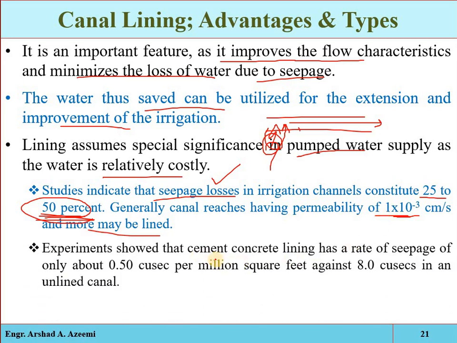Experiments also show that cement concrete lining has a seepage rate of 0.5 cubic feet per second per 1 million square feet of wetted area. If you have 1 million square feet wetted area, then in 1 second 0.5 cubic feet of water will be lost. So this is a huge loss. If we line a canal, this water will be conserved and can be utilized for irrigating more area, so the irrigation system will be extended.